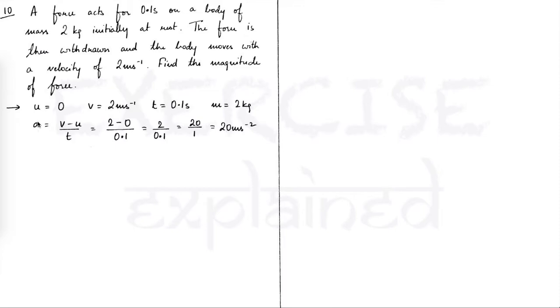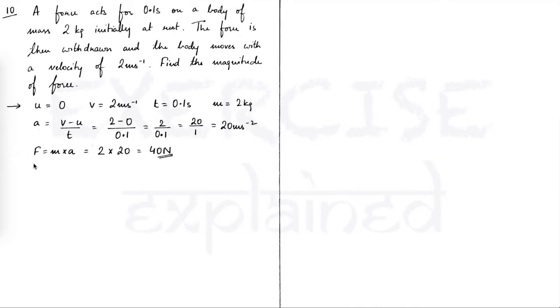So we will be using the acceleration formula that happens to be v minus u by t, that is final velocity minus initial velocity divided by time taken. So I can write that as 2 minus 0 divided by 0.1. That happens to be 2 divided by 0.1, that is 20 divided by 1, which is 20 meter per second square. So acceleration is 20 meter per second square.